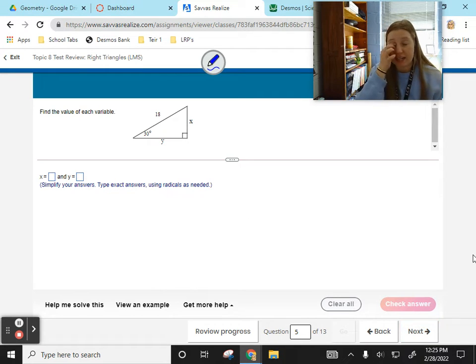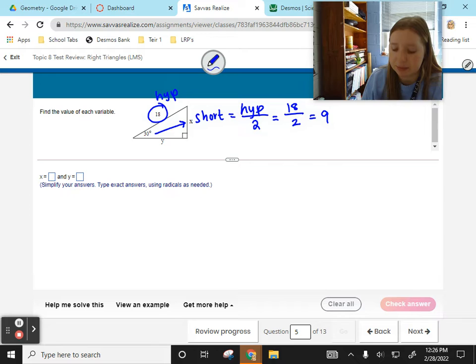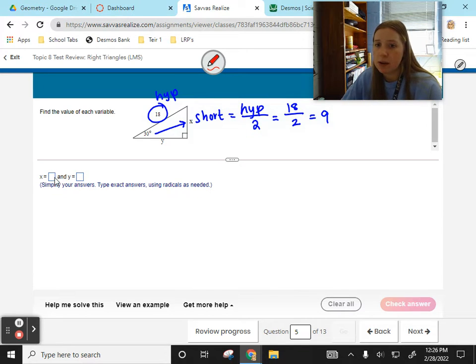Number 5 is our 30, 60, 90 triangle, and we're given the hypotenuse. So we had these formulas in our notes, but the first thing that I want to do is find my short side. And that's the one that's directly across from my 30-degree angle. I know my short side is my hypotenuse divided by 2. I know my hypotenuse is 18, so if I divide that by 2, I just get 9. I can put 9 in my first box for x.